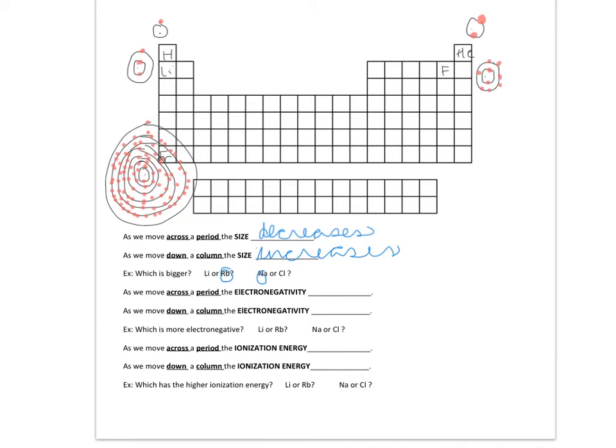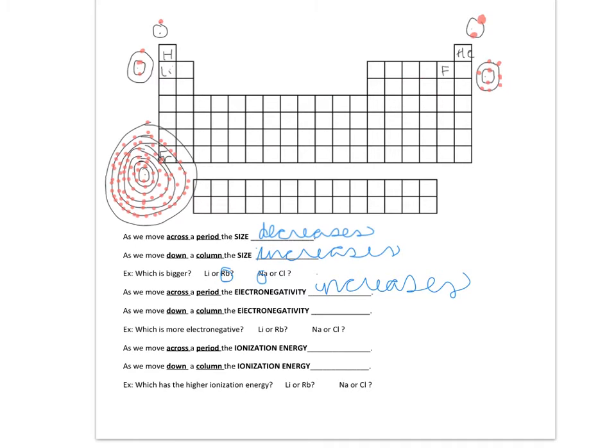Next, we get to electronegativity. Electronegativity is the tendency of an atom to attract an electron, so how badly it wants an electron. Like I said, as we go across, we start to hold our electrons closer and closer and closer. That means that our atom wants to gain more and more electrons. So as we go across our periodic table and add more and more electrons and hold them closer and closer, we want those electrons more and more. So as we go across our periodic table, our electronegativity increases.